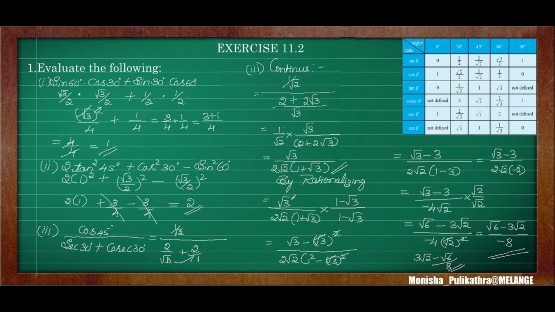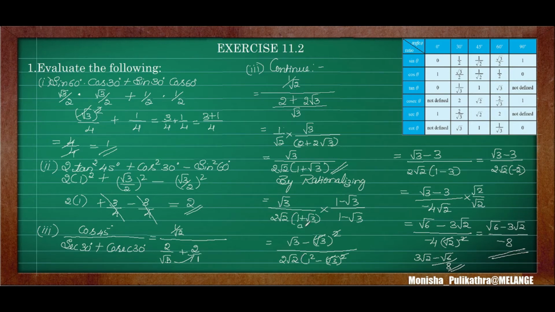Okay. So root 3 divided by 2 root 2 into 1 plus root 3. I am rationalizing it with 1 minus root 3 and 1 minus root 3. So next you have to just directly multiply it. Root 3 into 1 is root 3 minus root 3 into root 3 is root 3 whole square. Here square and root get cancelled. So here keep this 2 root 2 as it is.